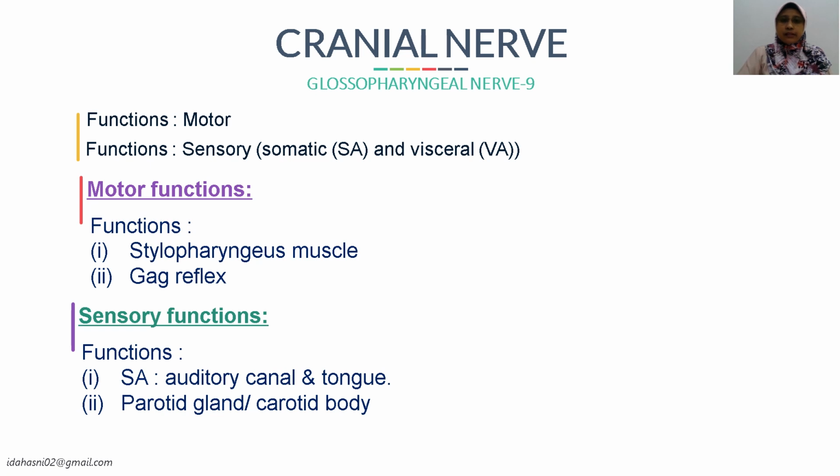For sensory fibers, the somatic afferent fibers of this nerve originate from the cutaneous receptors on a small area of the pinna and external auditory canal and on the posterior third of the tongue. The visceral afferent fibers convey information from the parotid gland and the oropharynx, with an especially important input from the carotid body. The carotid body contains chemoreceptors that are sensitive to changing levels of oxygen and carbon dioxide in the blood.